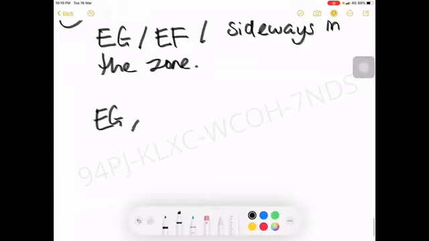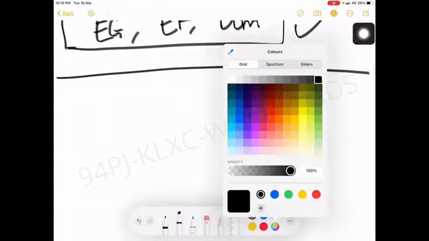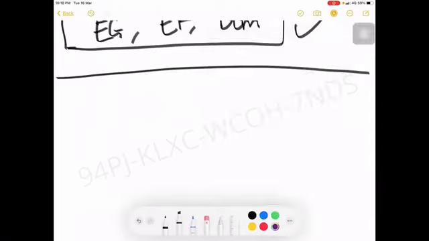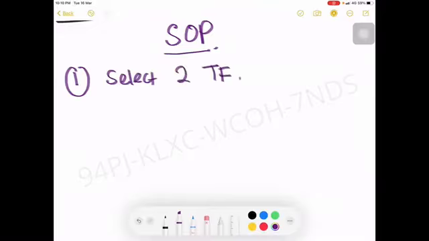So now that we are done with the engulfing, the EF, and the DOM, we are now going to focus on the SOP. Now we're going to go for the entry. The first thing is that you need to select 2 time frames. If you are starting from daily, then you're going to have to go to H4 as well. If you are starting from weekly, then you are going to go to daily as well.